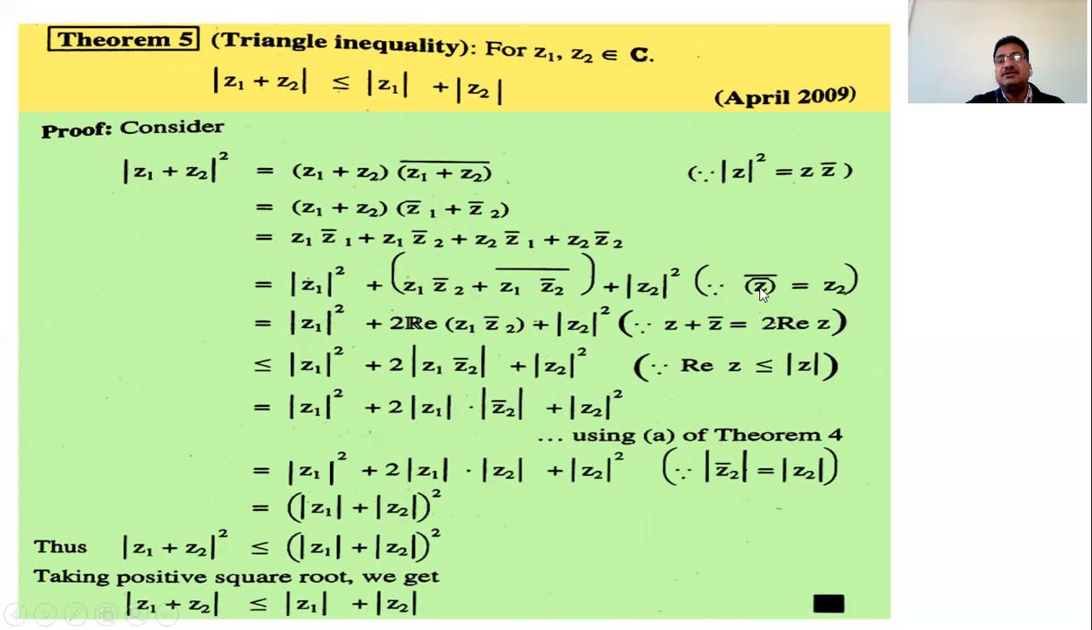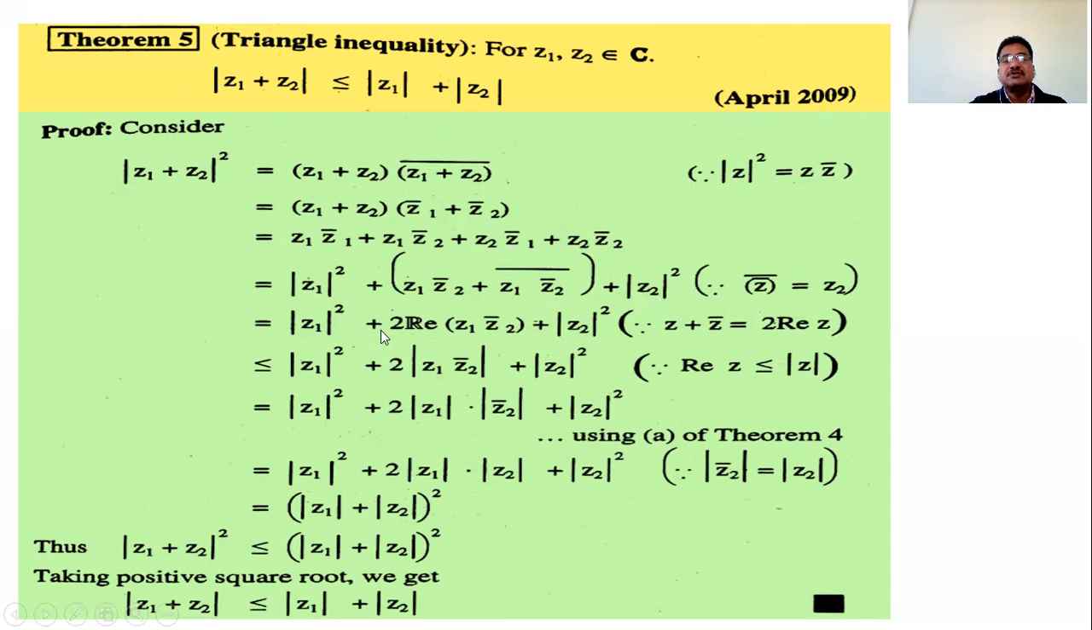What is z bar bar? It is itself z. Z bar bar is z. So what is z1 into z2 bar? If you simplify this, then what we have? Z1 bar, because a into b bar is a bar into b bar. So z1 bar, if you simplify this quantity, then we have z1 bar, that is this quantity, z2 bar bar, that is z2. That is the value of this. Then plus z2 into z2 bar, by using z into z bar is mod z square, so this is mod z2 square.